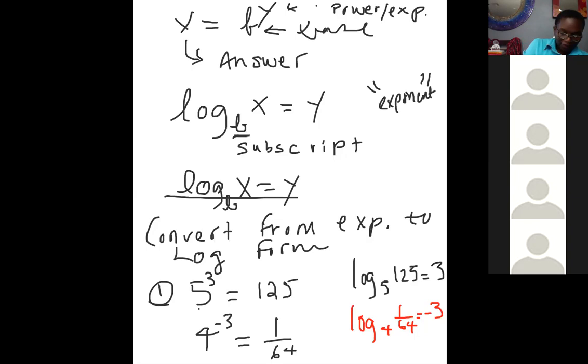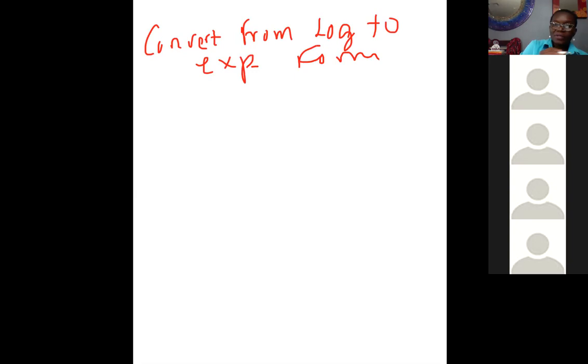Now, we're going to do this in reverse. So this time, we are going to convert from log to exponential form. Now, for this one right here, guys, we're going to start with something very basic, okay? Log base 2 of 16 is equal to 4.